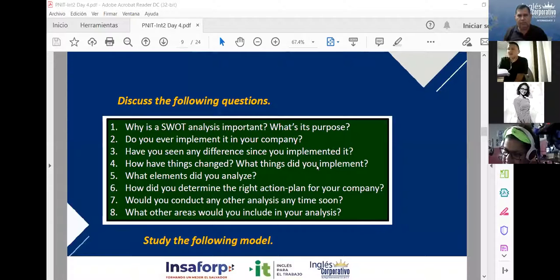Okay, the first: why is SWOT analysis important? It shows the strengths and the weaknesses of the company, right? Only those ones.